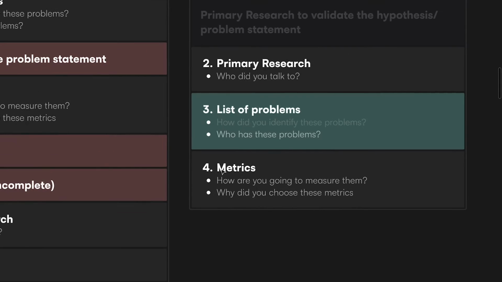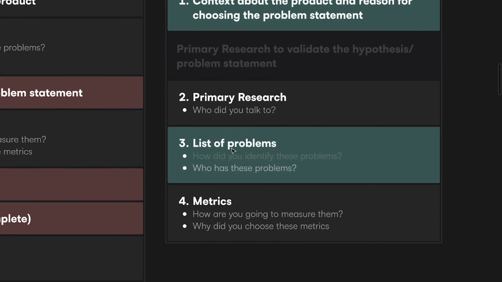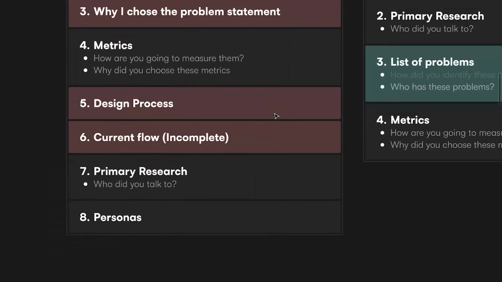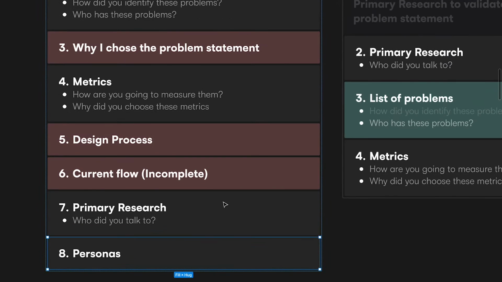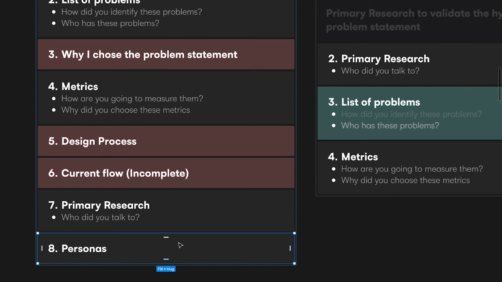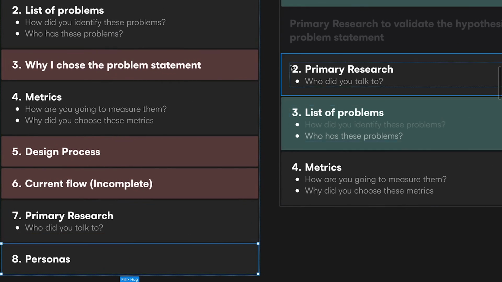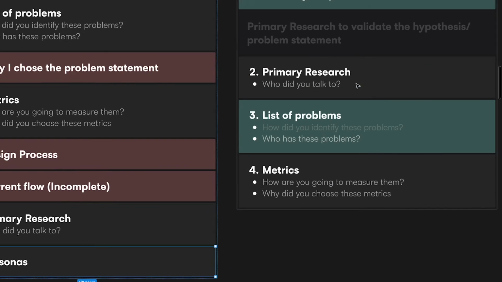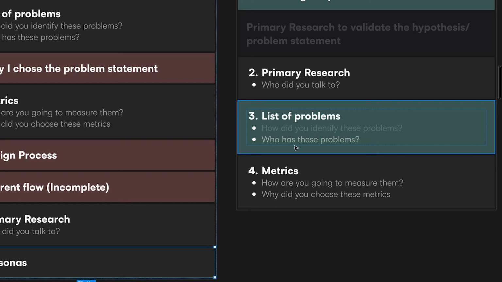Now if we look over here, one of the questions that I had is, who did you talk to? And that is basically the personas. As you can see over here, personas is all the way at the bottom. Personas needs to be above primary research because that will help me understand who you actually spoke to. And that will also help me understand who has these problems.